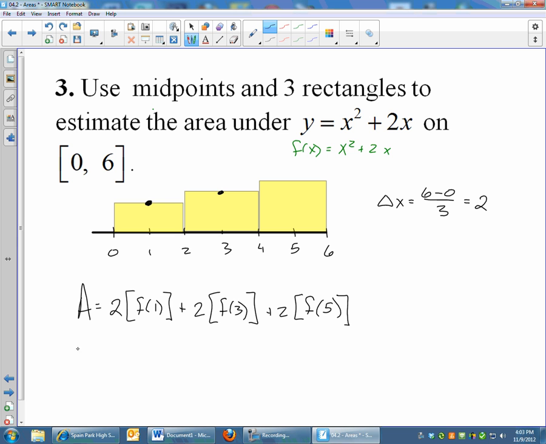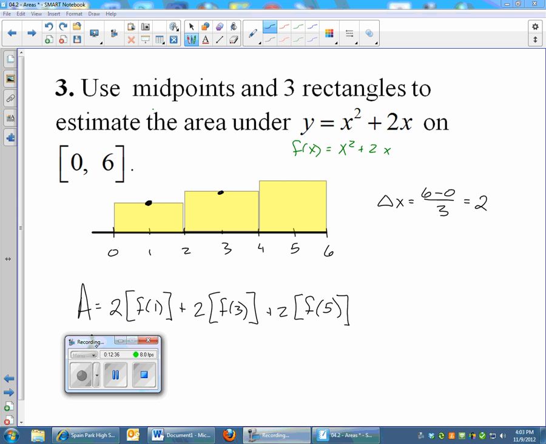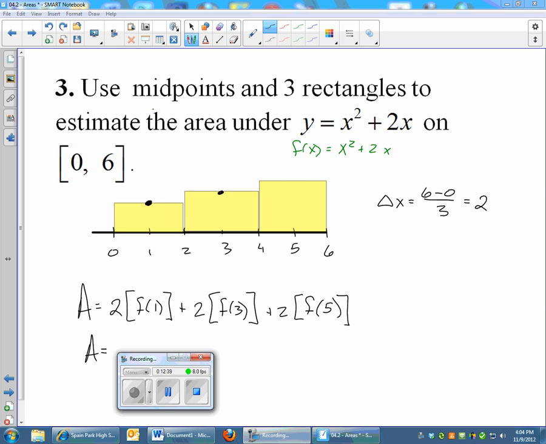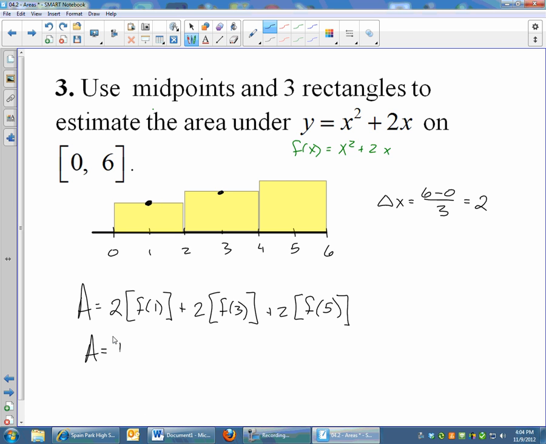And even though these are nice whole numbers and it wouldn't be too hard to work that out by hand, for the sake of time, I'm going to pause this and punch it in the calculator. You get 106. So you get an area approximation of 106 using midpoints and 3 rectangles with this problem.